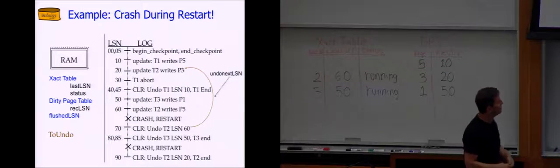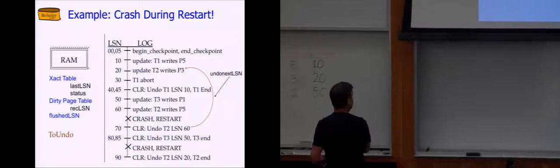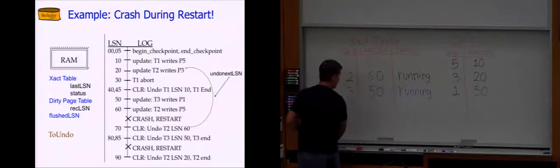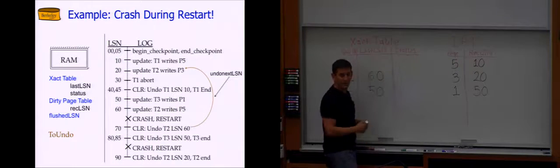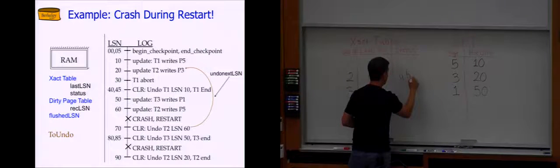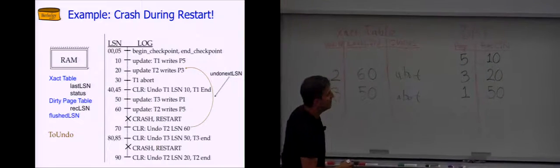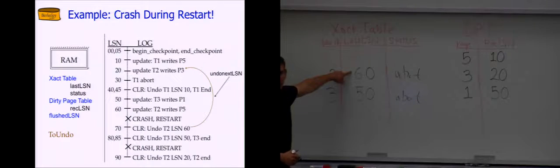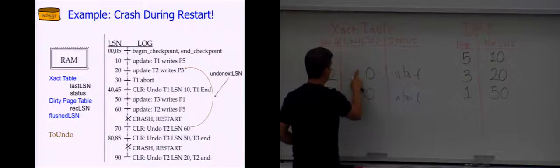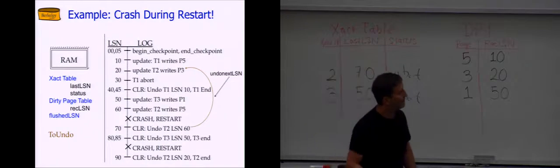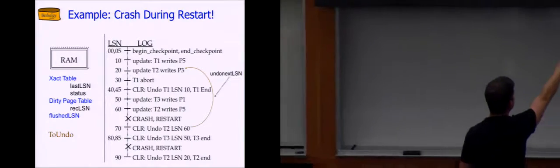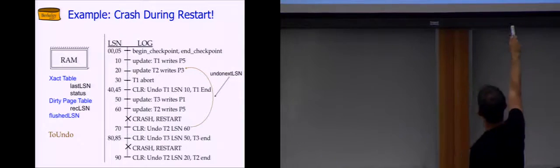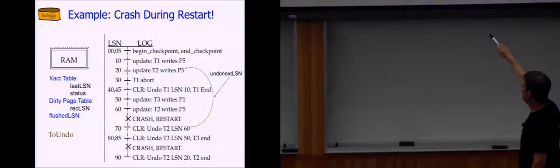So when we get to log record 70, we will update this, right? Transaction 2 is now aborting, as is transaction 3, because they're in the ToUndo set. Agreed? So I will be the automaton here. And when we do log sequence number 70, we will update T2, right? Its last LSN is now 70. And it's updating page 5, right? Because it's undoing 60. Yes? Agreed? And we're going to write an undoNextLSN on the CLR.